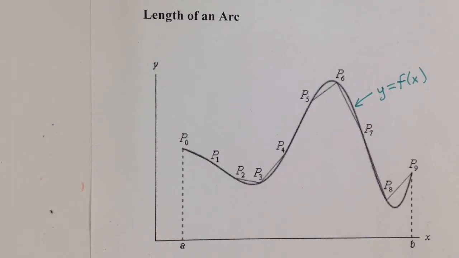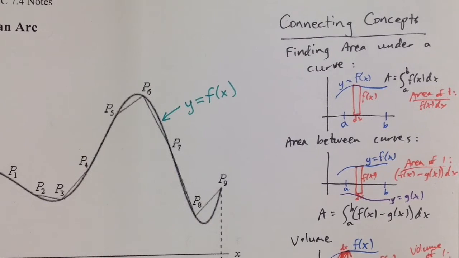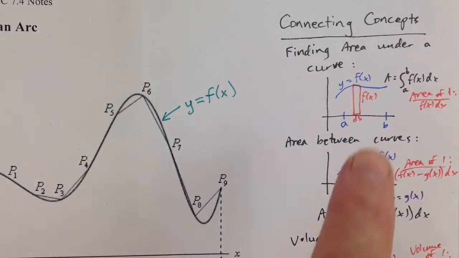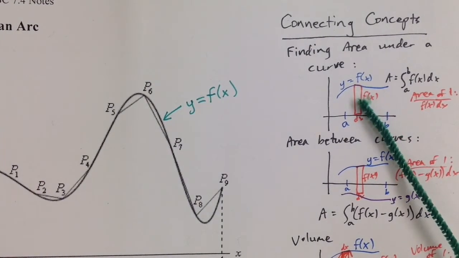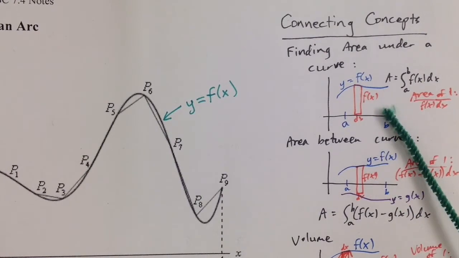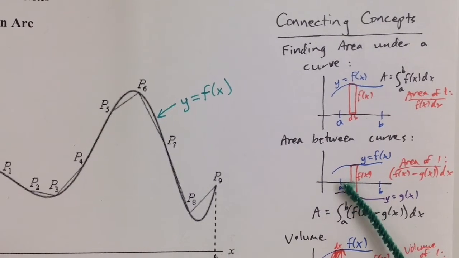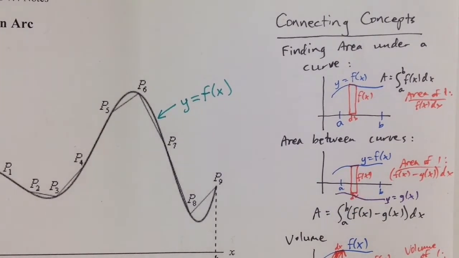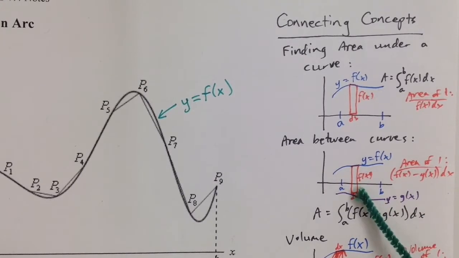If you want to really understand what's going on here, all you have to do is connect the concepts to what you used to do and what you're going to be doing now. If you remember, when we found the area under a curve, all we did was find the area of one rectangle and integrate that from A to B. That gave us the area under the curve. Area between curves was in section 7.2, and if we wanted to find the area between curves, all we had to do was find the area of one rectangle again, which would be f of x minus g of x times dx, and then integrate from A to B.